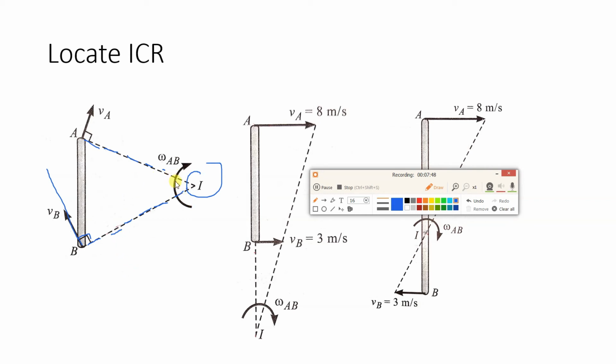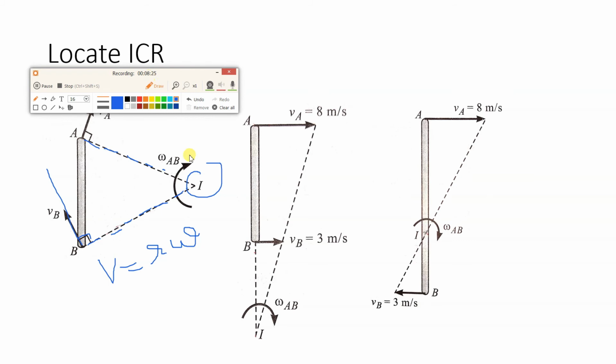Now what is the meaning of this ICR? This rod is rotating about this point I, pure rotation. What is omega for that? Omega AB. So V is equal to R omega. We can write VB is equal to IB into omega AB. Similarly, VA is equal to IA into omega AB. Okay, this is for figure 1.